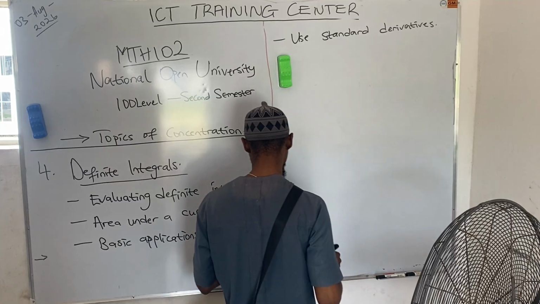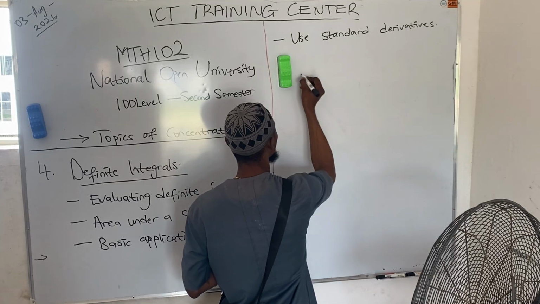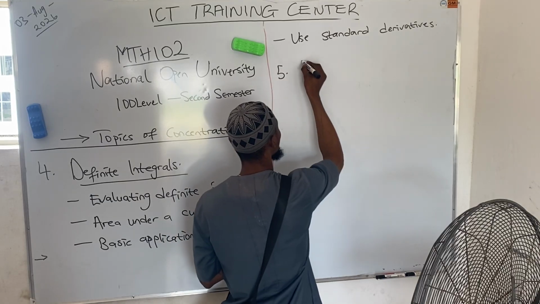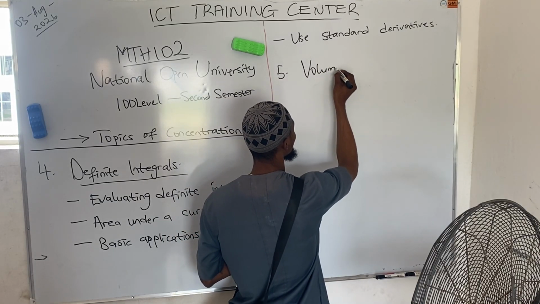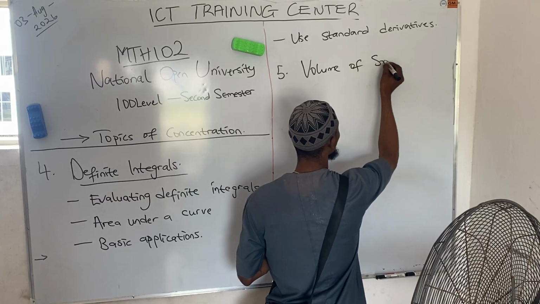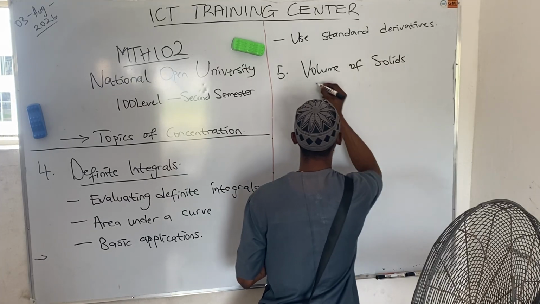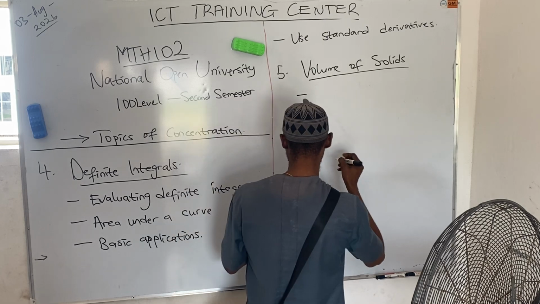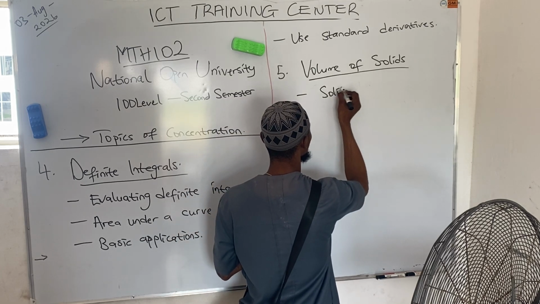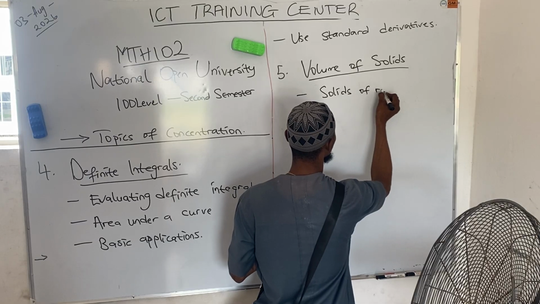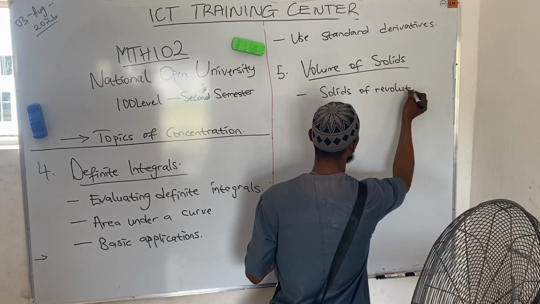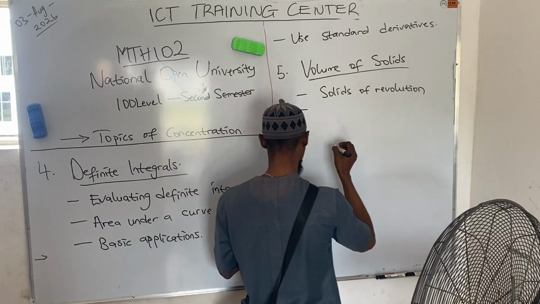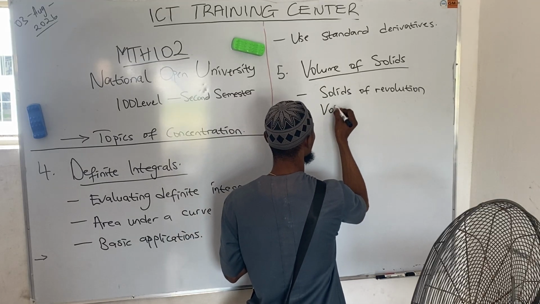Okay, so the next one on the list, number 5, I'm going to put this eraser here. Number 5, that is volume of solids. Alright? So under volume of solids, we want to talk about solids of revolution. And the last one here is volume using definite integrals.